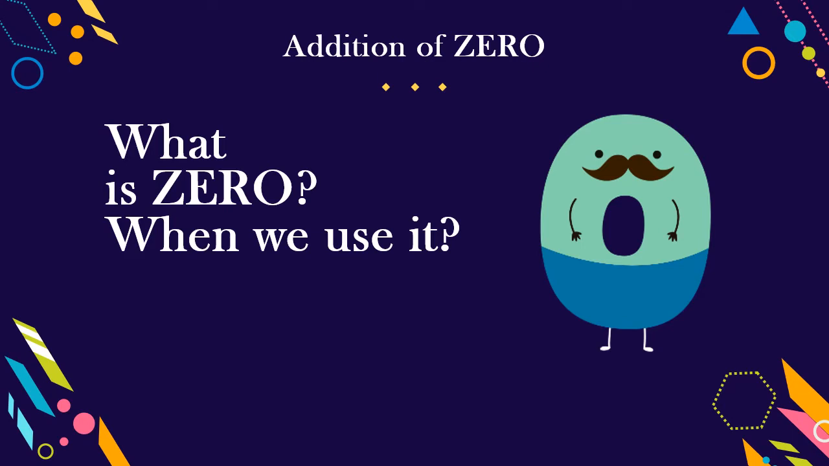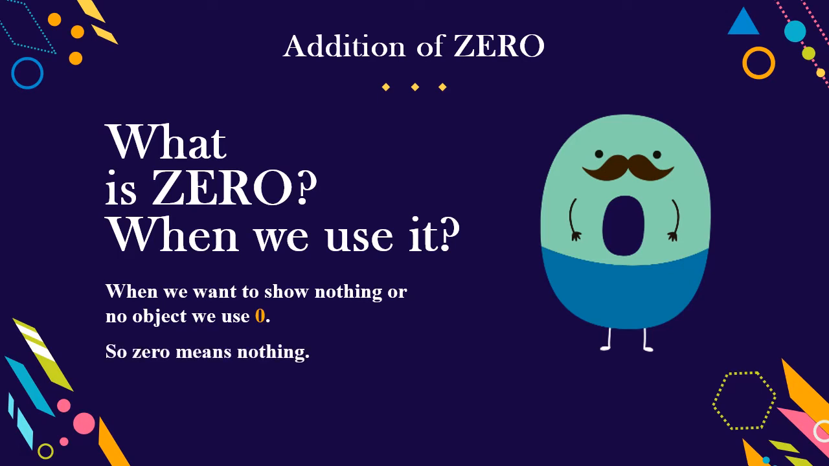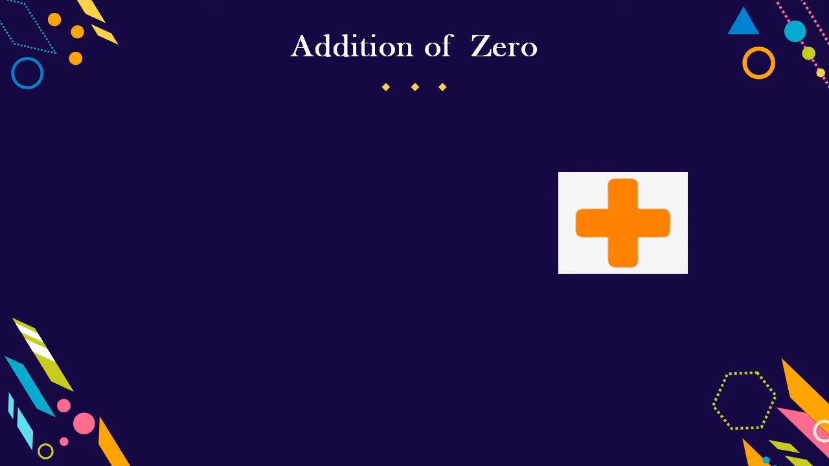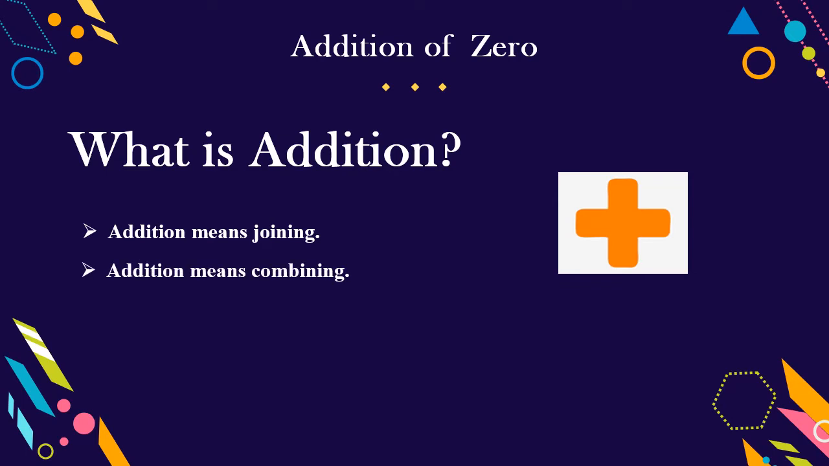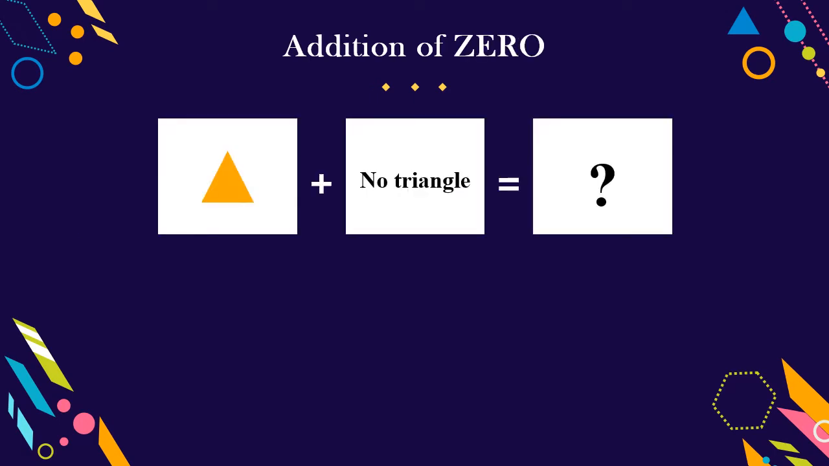Dear students, you know, when we want to show nothing or no object, we use 0. So 0 means nothing. Dear students, can you tell me what is addition? Oh yes, addition means joining. Addition means combining. Addition means to put things together. Here I am using different objects to explain the concept.